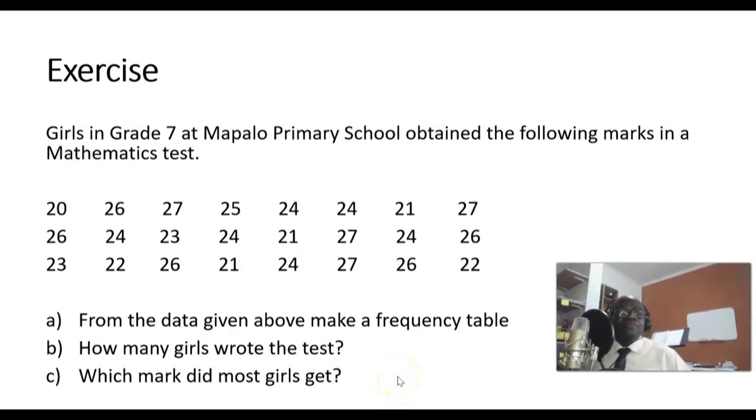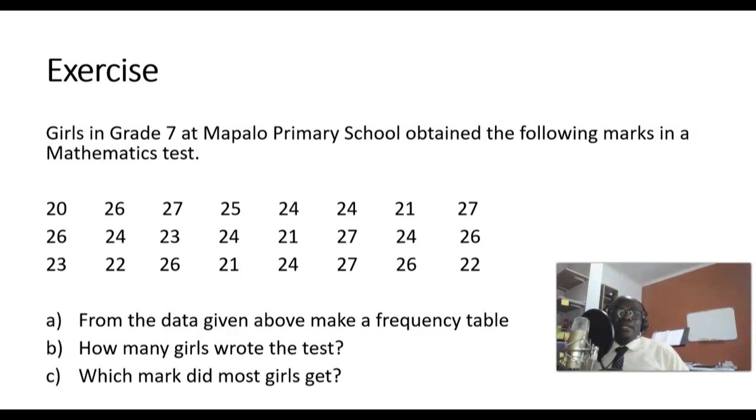So I'll give you a little guide. You draw a table, start from the lowest mark. Which one is the lowest mark here? Okay, from what I am seeing, the lowest number among all these numbers is 20. And which one is the highest? The highest, let's check here. The highest here is 26, 26. Oh, there's 27 here, so 27. Okay, the highest is 27. So try to draw a table and list a number of marks from 20 to 27.